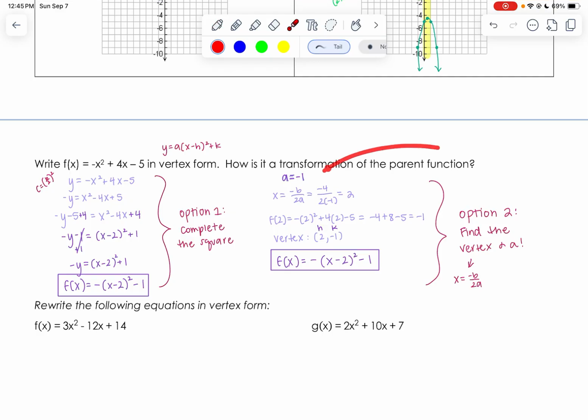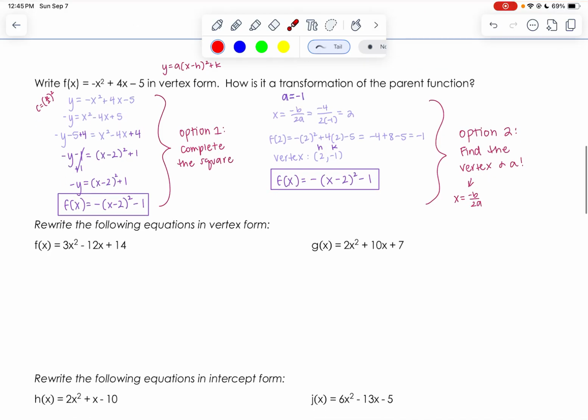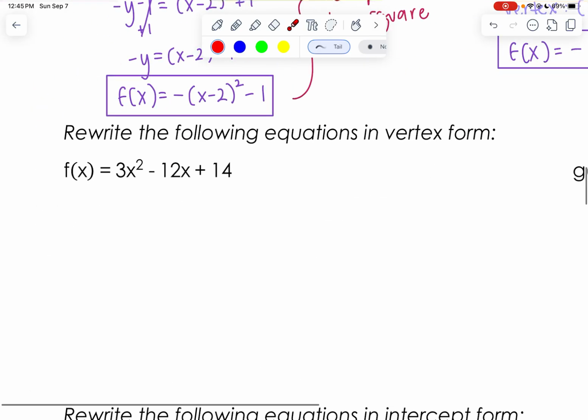To be honest, I kind of like option 2. I just feel like that's a little bit easier than completing the square. And then there's going to be less room for error because you're doing more numerical computations instead of plugging things in, rearranging, all of that, okay? So that's what I'm going to do on these next ones. So if I rewrite these in vertex form, find a, find the vertex, okay?